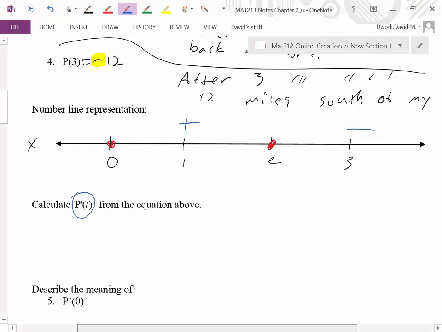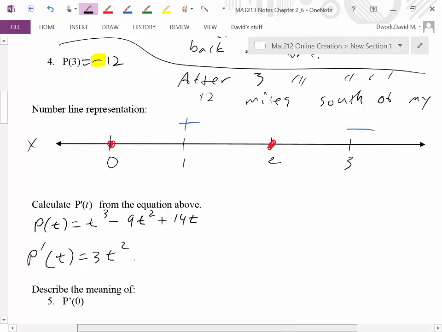So what I want to do is find p prime, the first derivative of our original function. Our original function, p of t, without doing anything, was just t cubed minus 9t squared plus 14t. So hopefully you pause the video, see if you can do the derivative, and then unpause. Let's make sure you got it right.